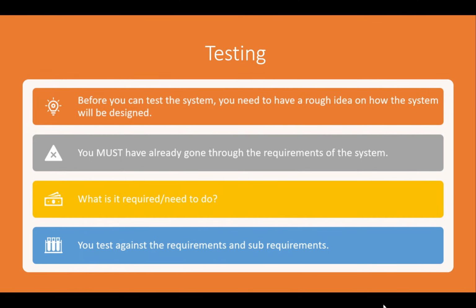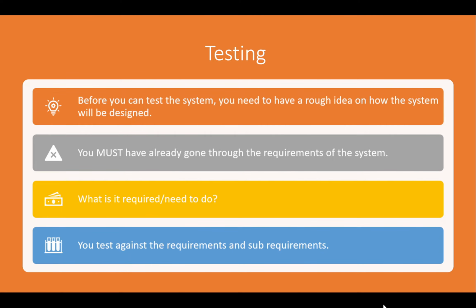Before you can test the system, you need to have a rough idea of how the system will be designed. So this is why we have to do the testing section after we do the requirements section. You must have already gone through the requirements of the system, what is required. So that means what the system needs to be able to do, plus what you want the system to do. So there are functional requirements and non-functional requirements.